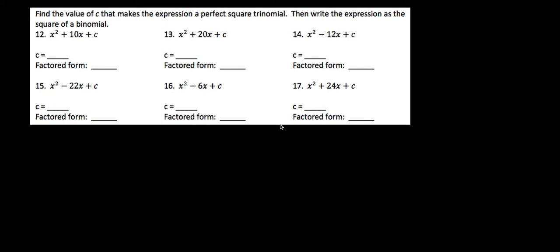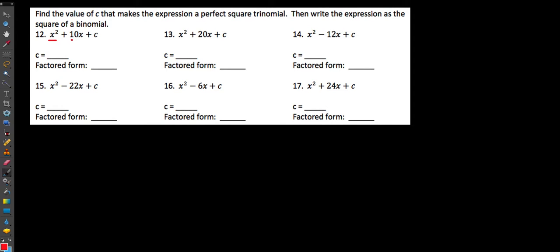Alright guys, in our last set of examples, we looked at some things that were already written as perfect square trinomials. In this video, our job is going to be to look at these expressions that are given in this form, x squared plus bx, and to decide what we want to have as the value of our constant here so that it is a perfect square trinomial. So find the value c that makes the expression a perfect square trinomial. Then write the expression as the square of a binomial.